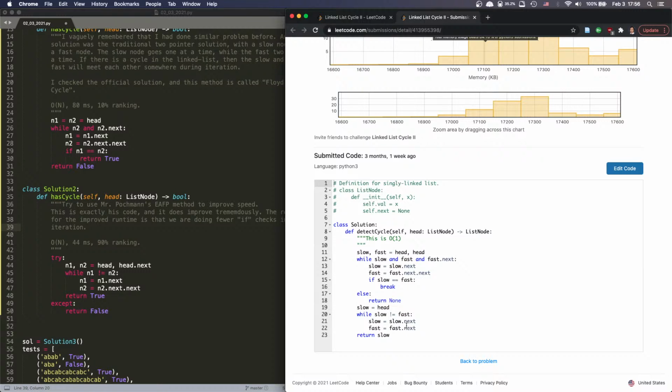So I know that when they meet, that's good. They can meet at any point, right? They can meet at any point, and then we move one back, and then we let both go. And when they meet again, that will be the point that the circle starts, which means when they meet, the remaining is M. How?